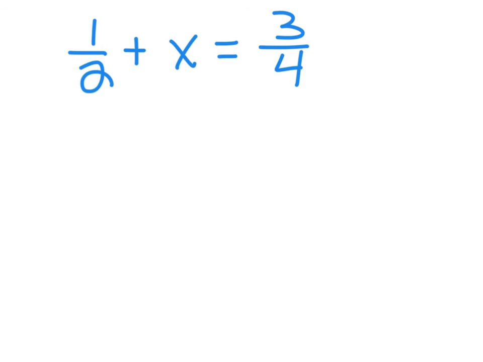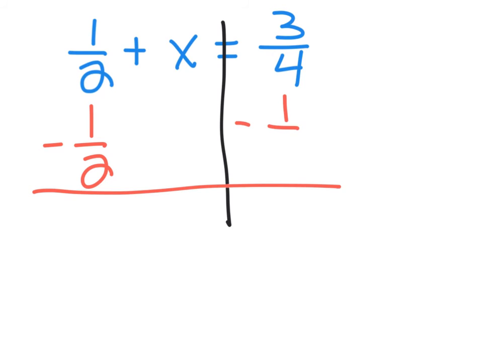All problems we're going to deal with aren't always going to be whole numbers. This doesn't change our process. I have 1/2 plus x equals 3/4. So again, I'm going to identify and look where my variable is, and my variable's on the left-hand side. I have 1/2 plus x. I need the inverse operation, which would be minus. So therefore, I'm going to subtract 1/2 from this side of the equation, and I need to subtract 1/2 from this side of the equation.